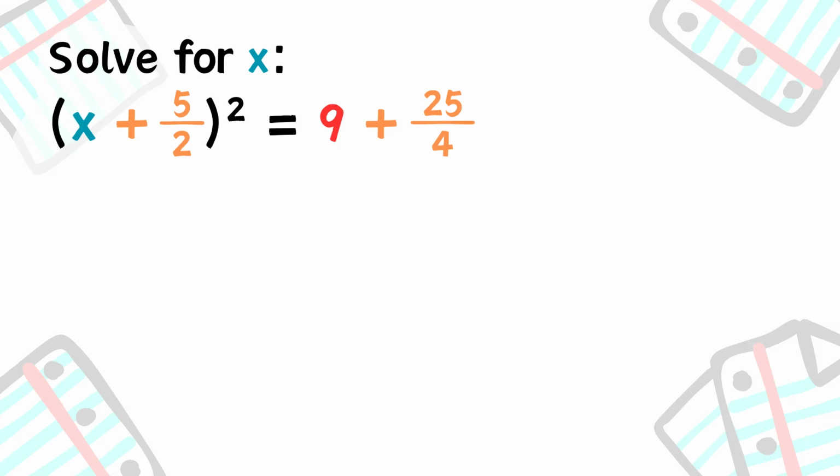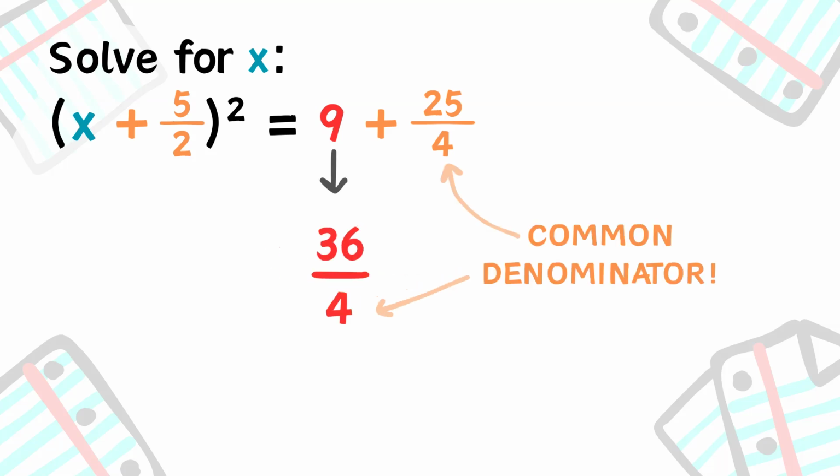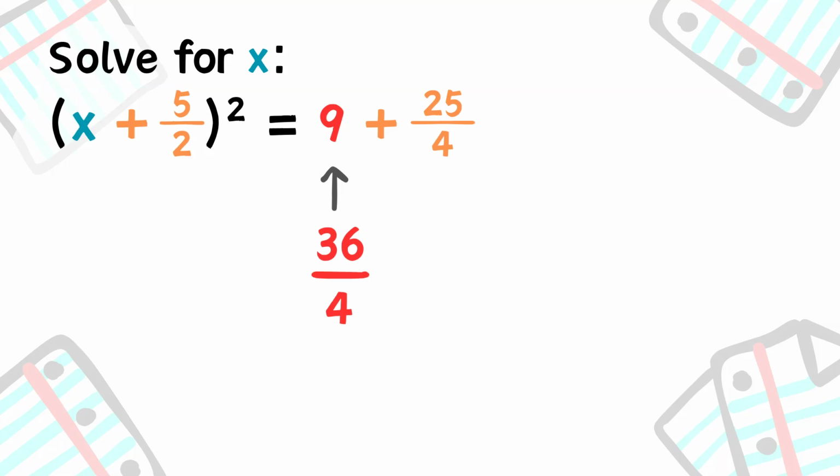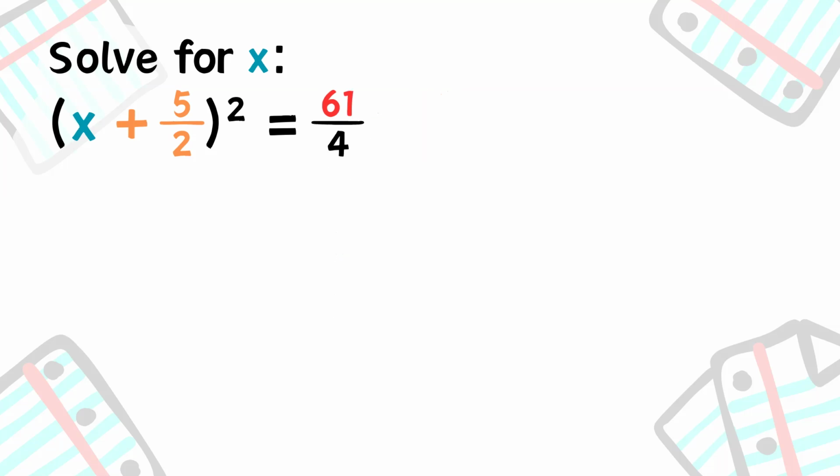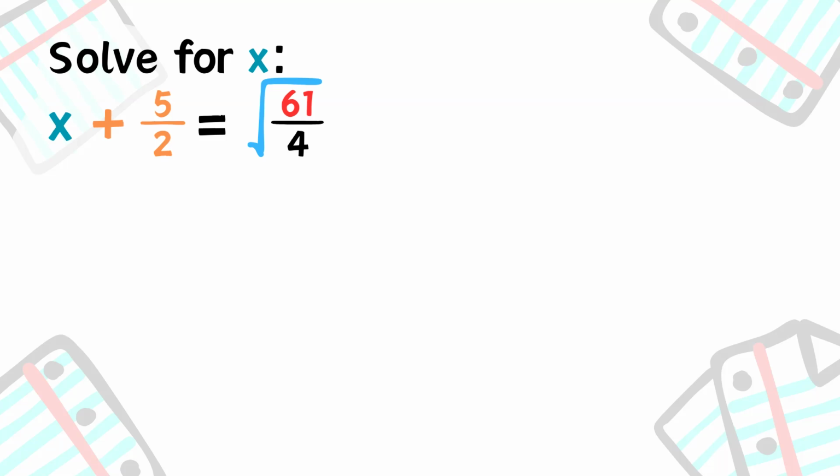To simplify on the right, we can write 9 as 36 over 4 to get a common denominator, and 36 plus 25 is 61. So that would be 61 over 4. So now, what is x? To solve for x, we take the square root of both sides. The square root of a square is just the number inside, and on the right, taking both the positive and negative roots, we get x plus 5 over 2 equals plus minus the square root of 61 over 4.